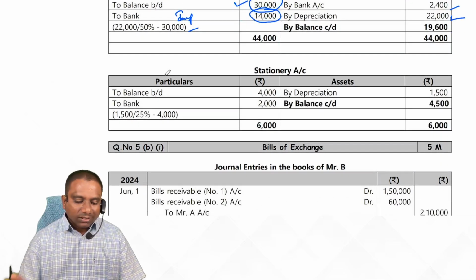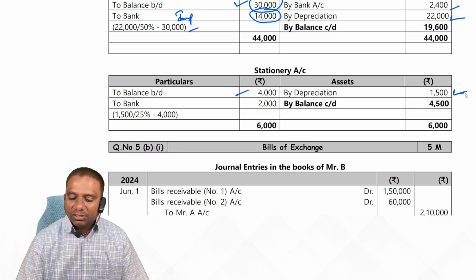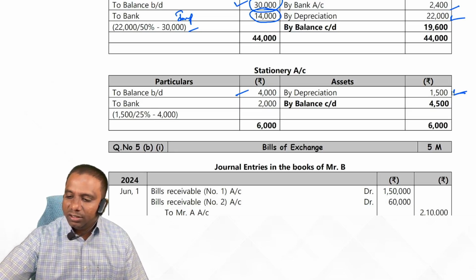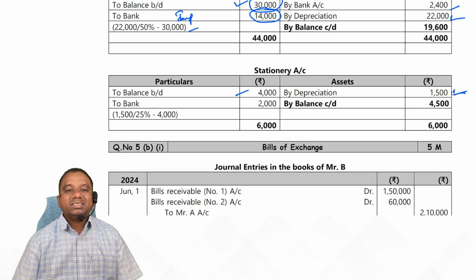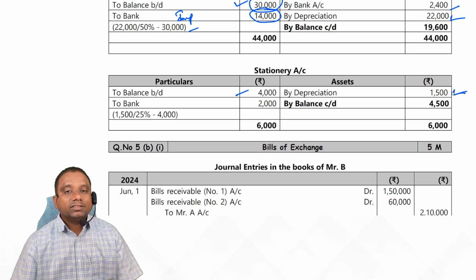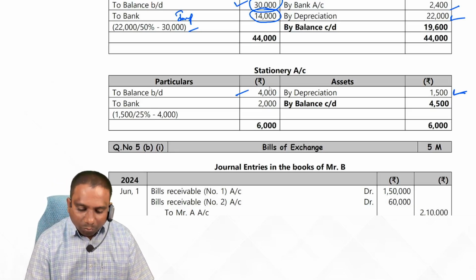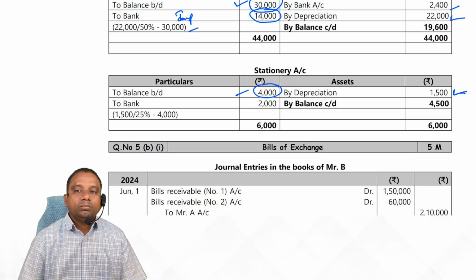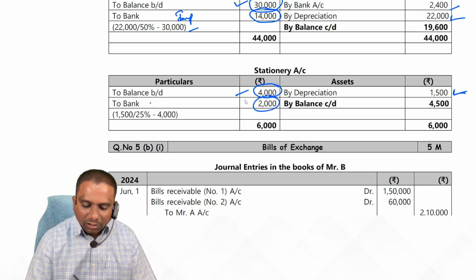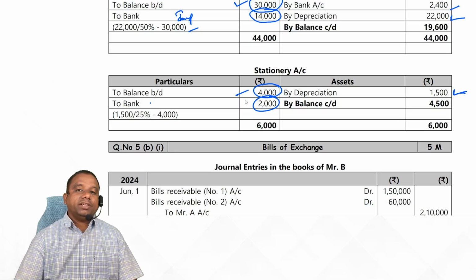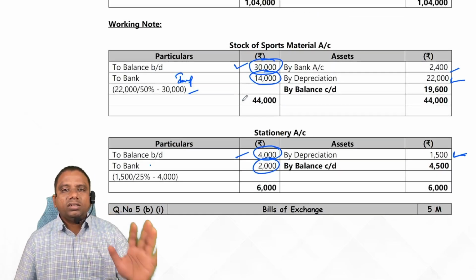Next one, stationery. Stationery, already we have balance 4,000 rupees. But they said depreciation is 1,500. And they provided depreciation at a 25%. So 1,500 depreciation divided by 25% means 6,000 rupees. They calculated depreciation on stationery on the value of 6,000. But beginning already we are having 4,000 now. So here our assumption is we have purchased 2,000 worth of stationery. This is a important adjustment in this problem, student.